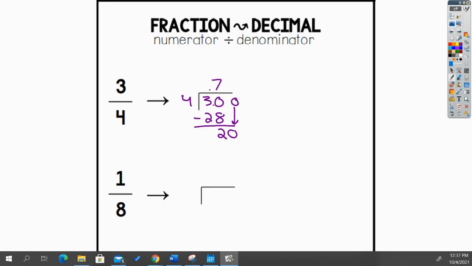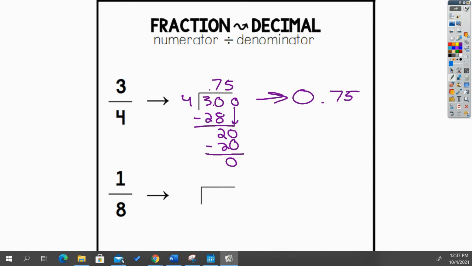Now we have 4 and 20. How many times does 4 go into 20? 4 goes into 20 5 times. 4 times 5 is 20. So we'll get 20 minus 20, which is 0, and we finished our problem. We ended up with 0.75. Now, I'll do this one again with you. I won't make you do it on your own.